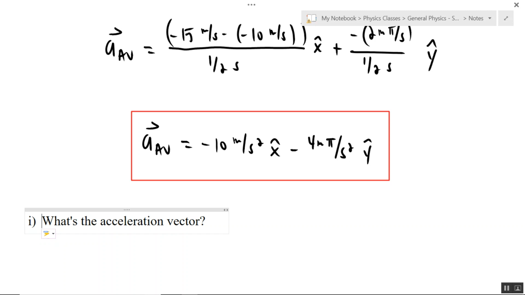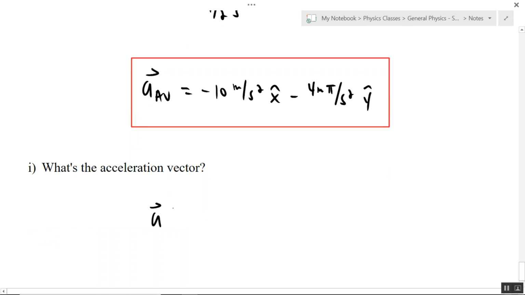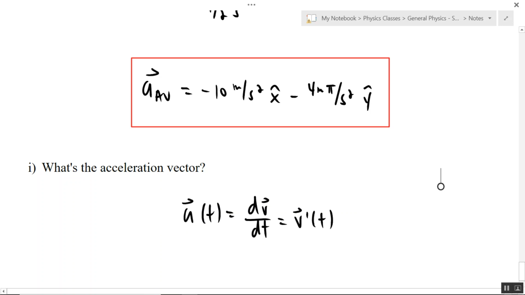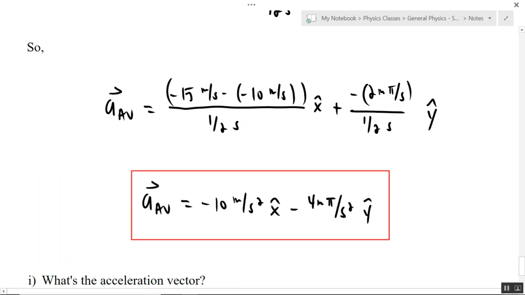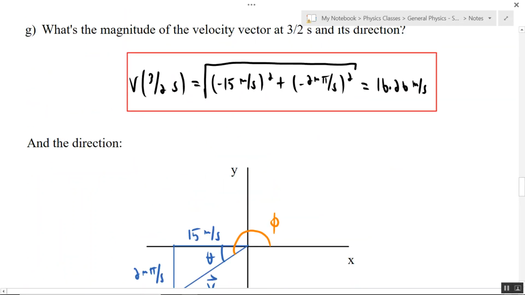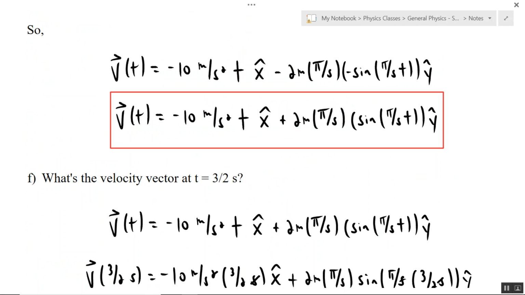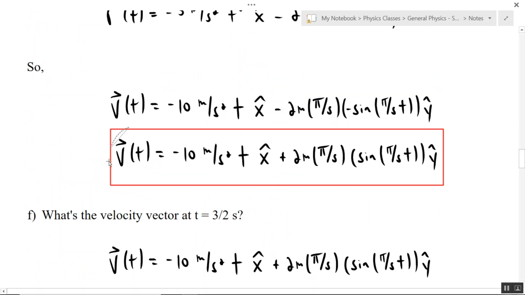Okay, so a(t) is basically dv/dt, or you can write it like this. Sometimes it's written like that, right? The derivative with respect to time of v. And because we probably forgot what v is, let's go back and copy down what v is so we can do this. We did this here, in step E.